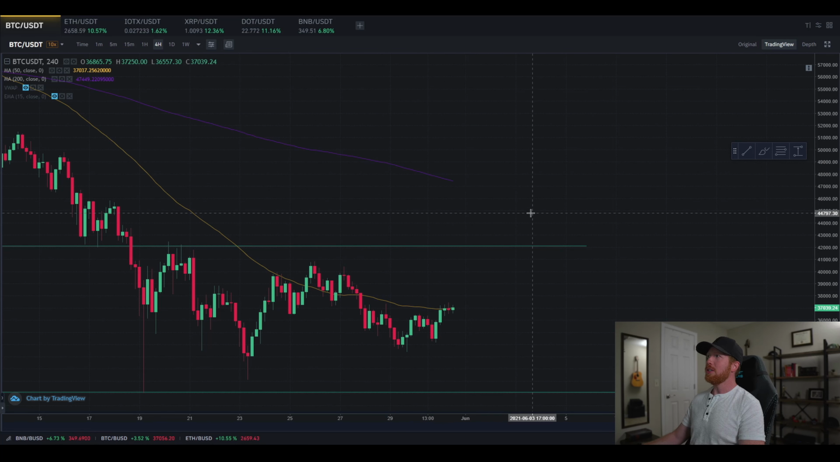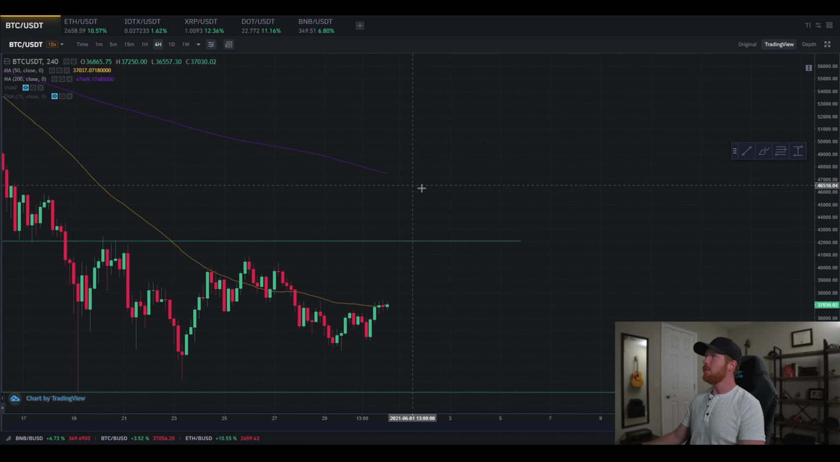We aren't going to worry about the 200-day moving average at this point, but if it continues down and the 50 comes up, that is a golden cross. That is exactly what we want to see to get the price action back up above, say, 50,000 perhaps eventually.